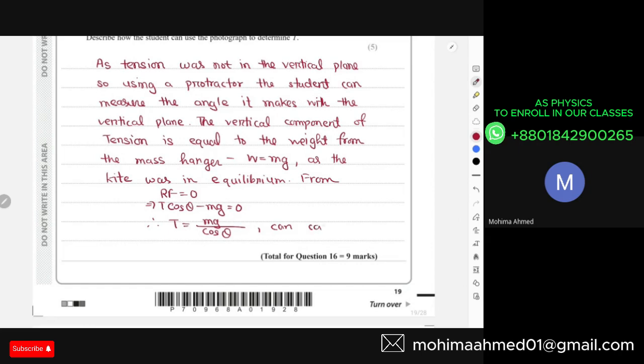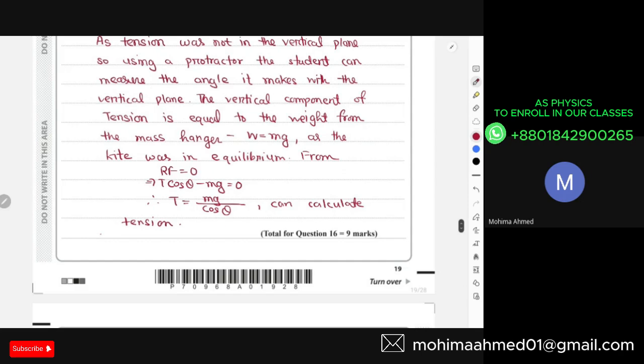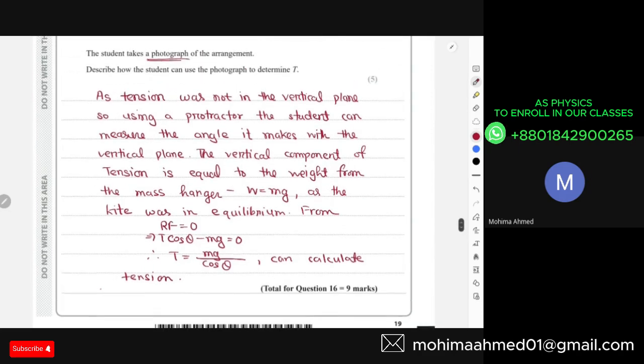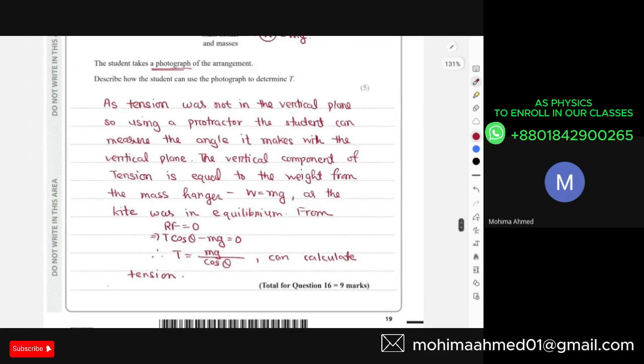Can calculate tension. Right, just referring to this entire equation will be enough to explain the final case. Like, vertical component of T is equal to weight. We've already stated that. Now, after this, from the equation RF equals to 0, if I make T the subject, this is how the equation looks like. And from there, we can easily calculate the value for your tension acting from the photograph on this kite.